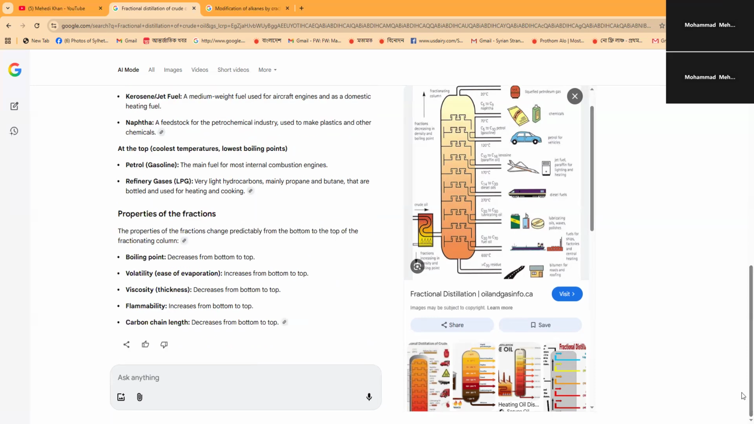And the properties of the fractions change periodically from the bottom to the top of the fractional column.